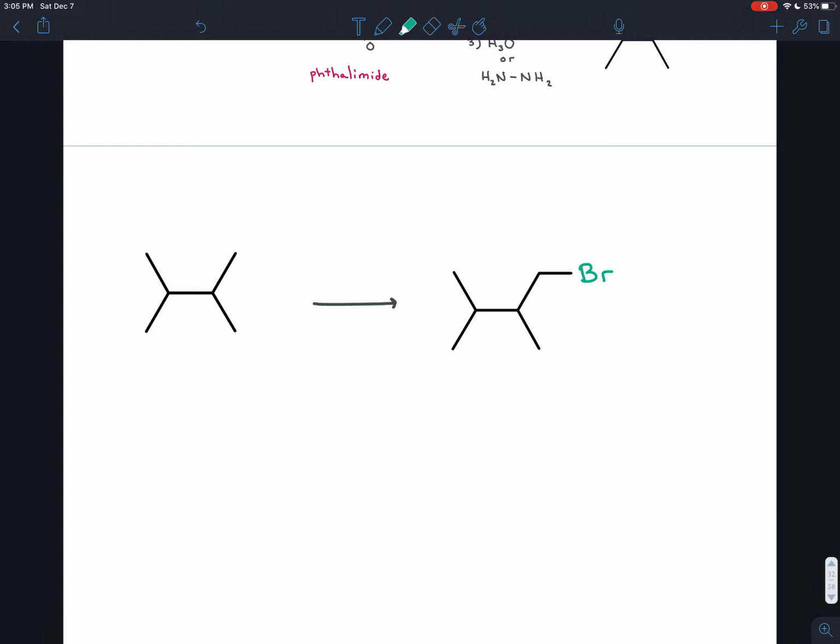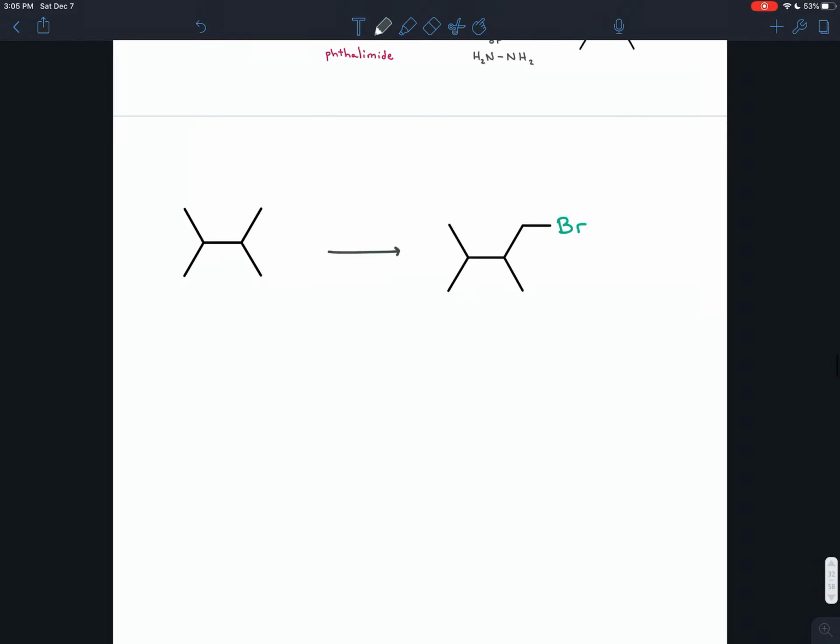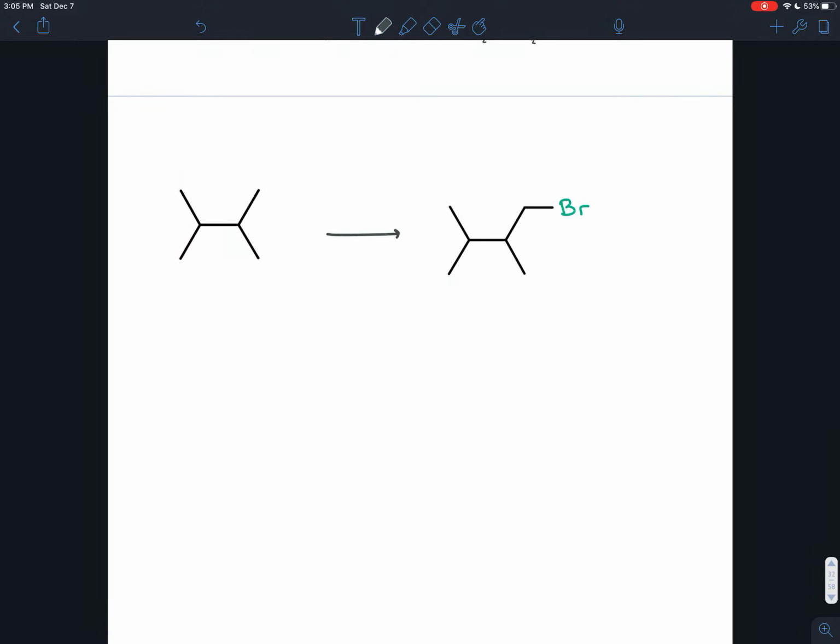There are really two reactions you can do with alkanes. The first one is you can light it on fire and turn it into carbon dioxide and energy. That's combustion. That's not going to get us this molecule here. The other one is the one that we know we have to use: adding on a halogen using a radical.